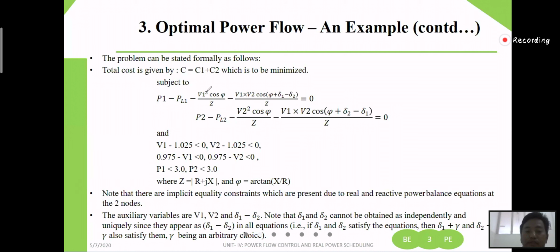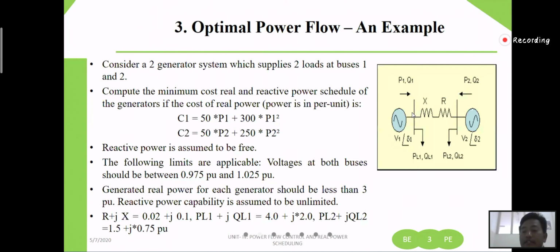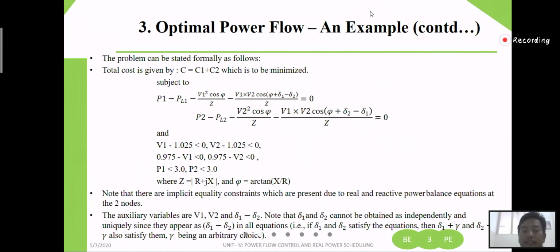P1 minus PL1. Why P1 minus PL1? This is because it is generating P1, and then load power is PL1, and you know that if you have this type of diagram, then P1 is the real power of generator 1, and PL1 is the real power of the load 1 at bus 1, right? So we have to subtract that, and then you have to find how much power can be exchanged between generator 1 and generator 2.